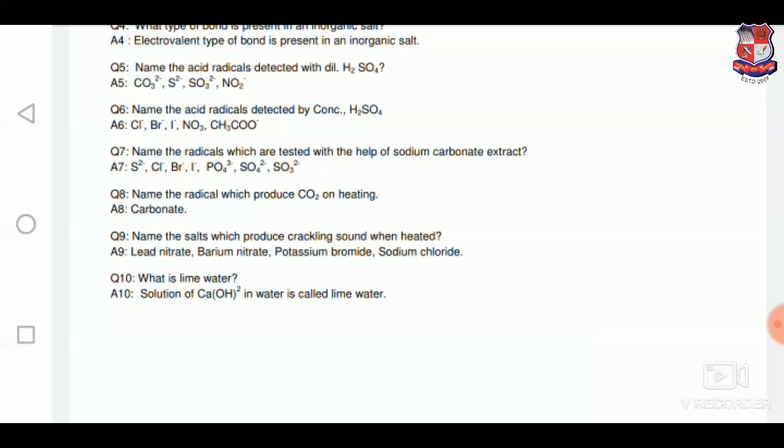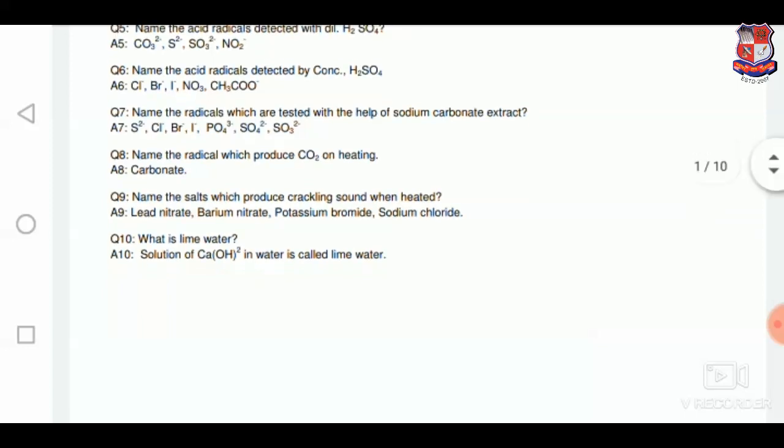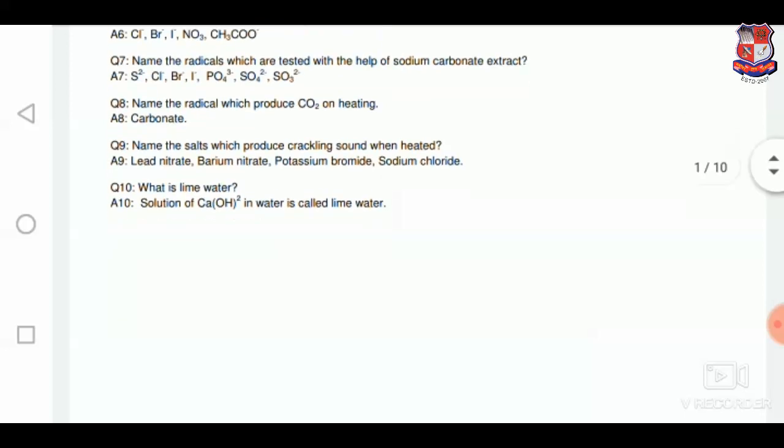Name the radicals which are tested with the help of sodium carbonate extract. These are the radicals: sulfide ions, chloride ions, bromide, iodide, phosphate, sulfate, and SO3 2-. Name the radical which produces CO2 on heating, that is carbonate. Name the salts which produce a cracking sound when heating: lead nitrate, barium nitrate, potassium bromide, sodium chloride.